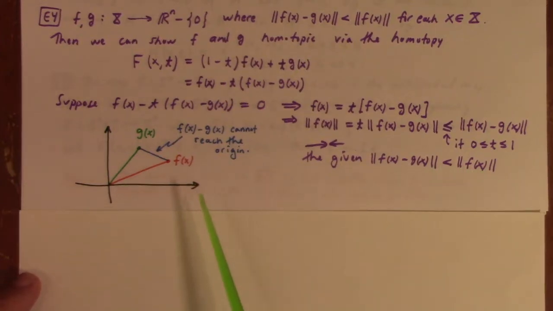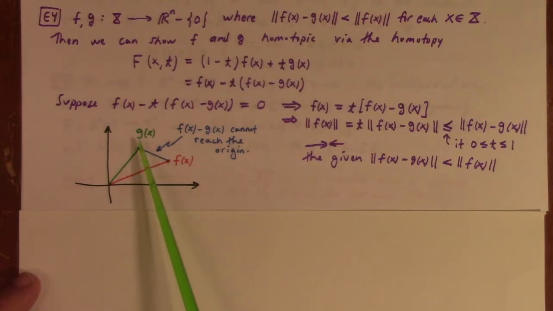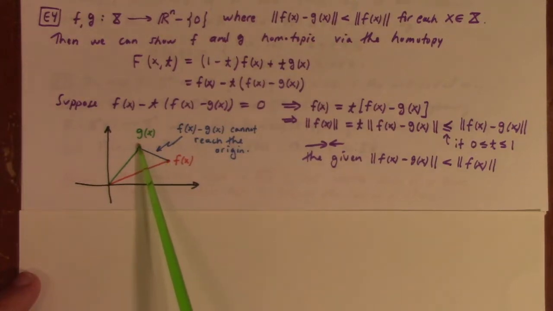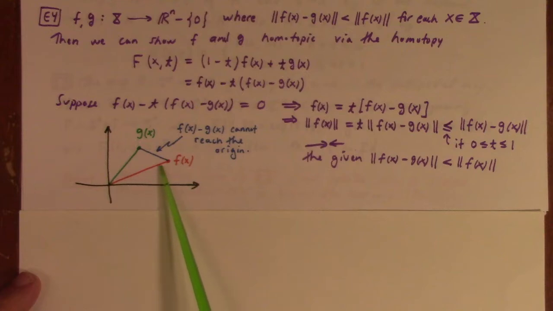And here's a picture. So if you're out here at f of x, and then you've got g of x over here, well, f of x minus g of x is this displacement right here. And if that is less in length than f of x, then certainly you can't get back to the origin with the blue. I mean, that's pretty much it.